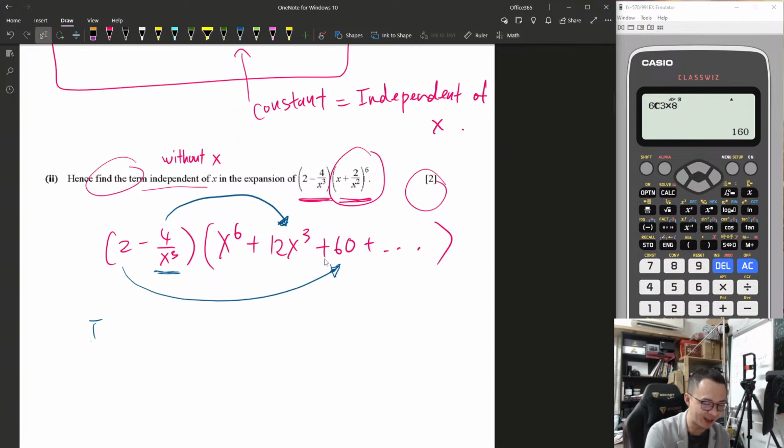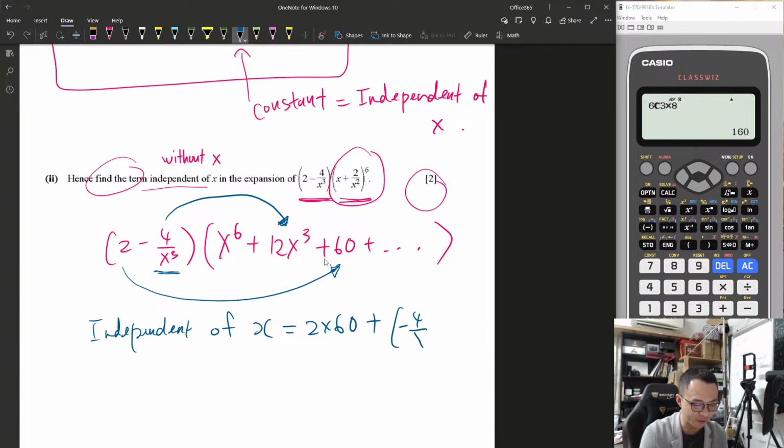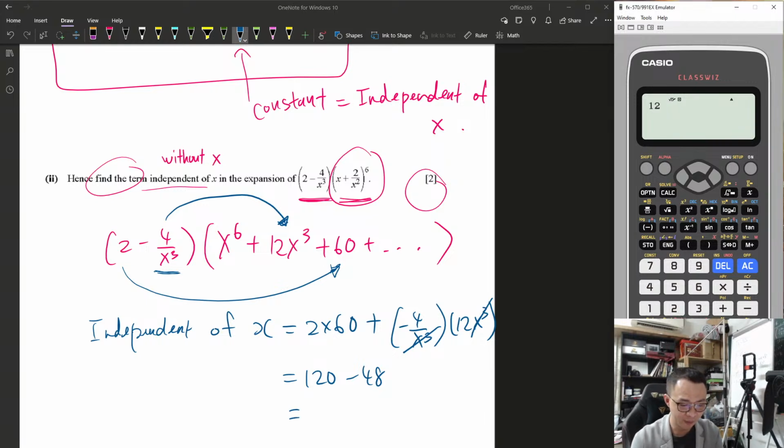So therefore, here I will say independent of x equals 2 multiply 60 plus negative 4 over x cubed multiply 12x cubed. This is 120. Here it should be minus x cubed over x cubed and multiply x cubed. I simplify, minus 48. Then I can get the independent of x now. 120 minus 48 is 72.